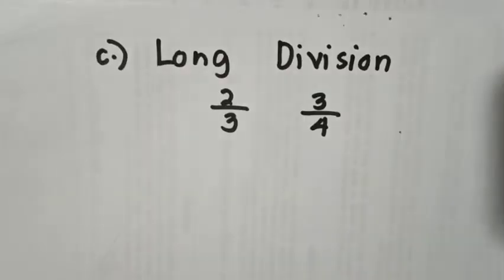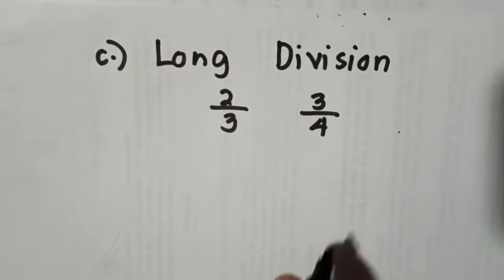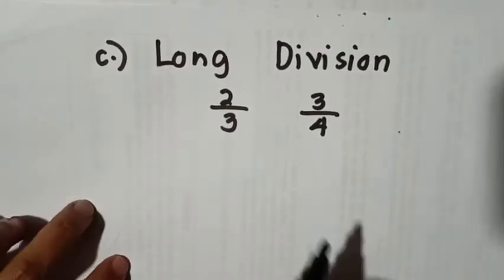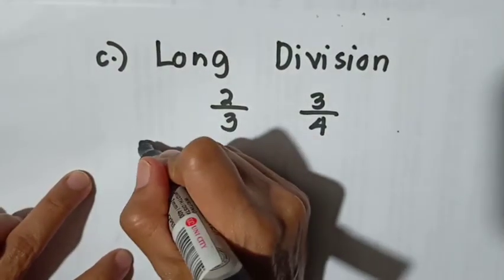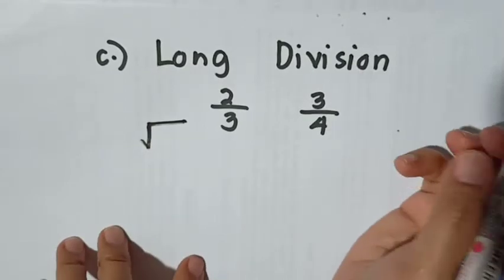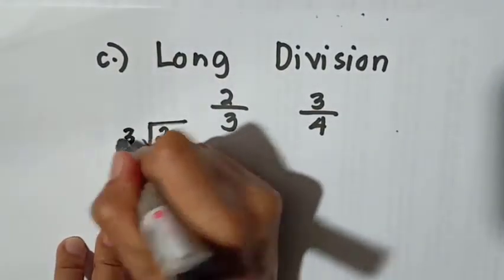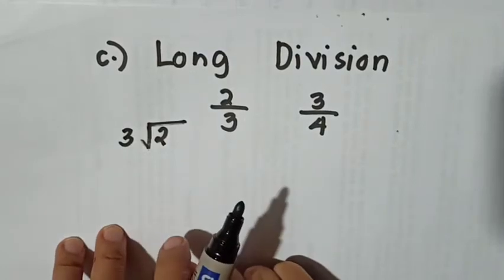Proceed now to the third method using the same samples, the fractions 2/3 and 3/4. Since long division involves, of course, dividing numbers, I have to involve the radical symbol and put 2 inside and 3 outside as the divisor.